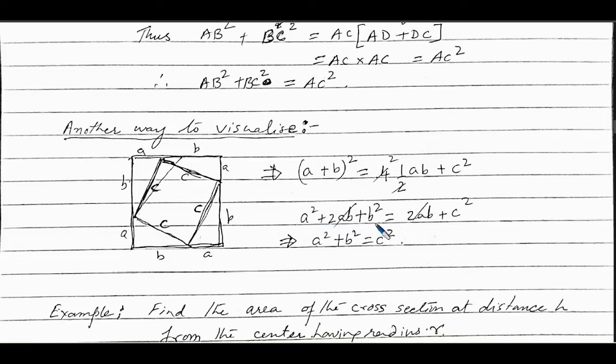So you have A square plus 2AB plus B square is equal to 2AB plus C square. Now this 2AB gets cancelled, so we have A square plus B square equals C square. So again, very similar. This is the Pythagoras theorem: A square plus B square is equal to C square.